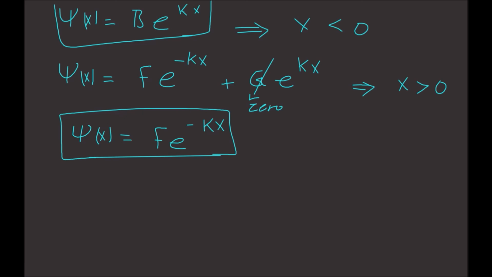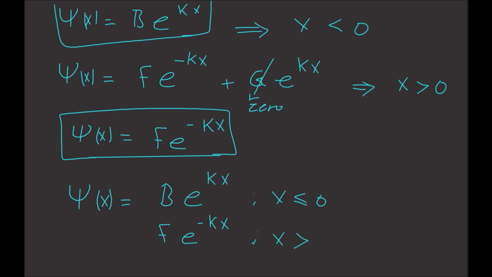So now in order to solve this equation, we have to look at the boundary conditions, right? So let's summarize the solution here. This is b e to the kx, if x is less than or equal to 0. We have f e to the minus kx, if x is greater than or equal to 0. Alright, so in order to solve this, we have to look at the boundary conditions, and if you recall from earlier videos, we have two boundary conditions.